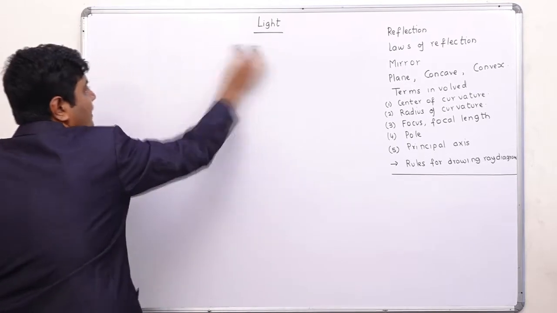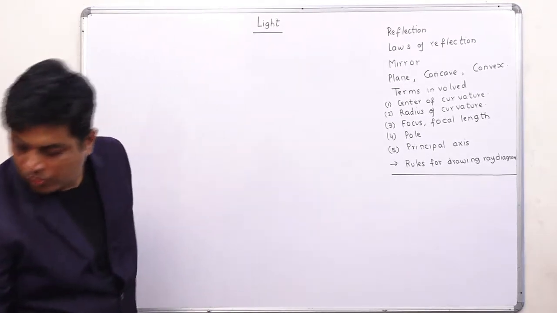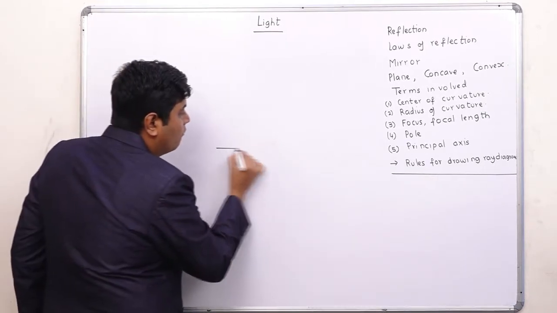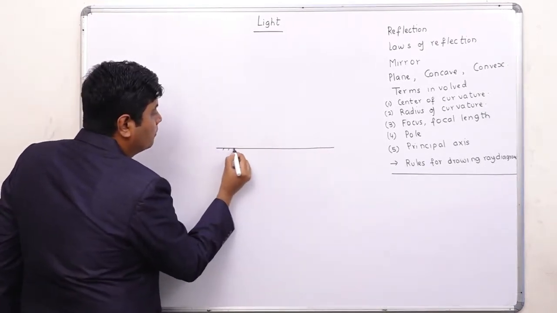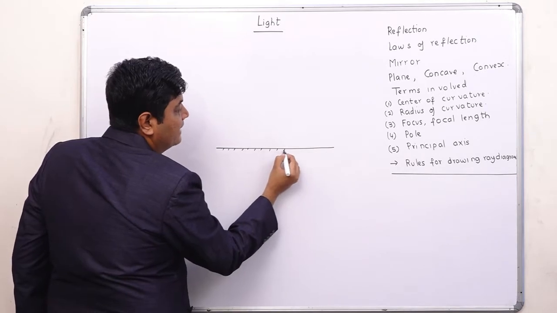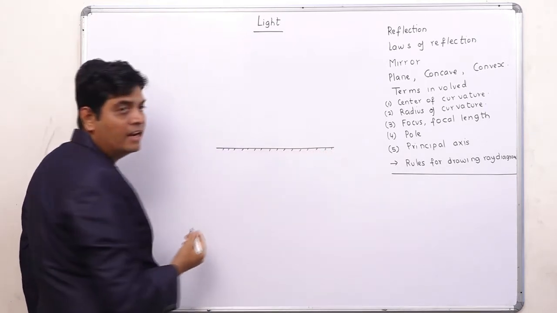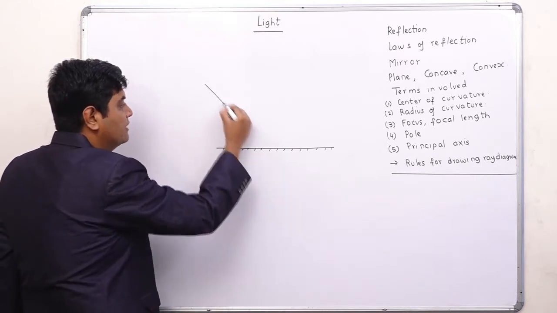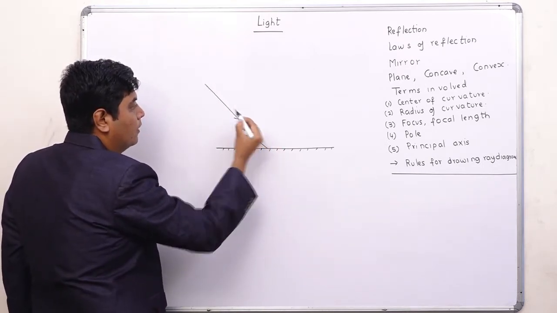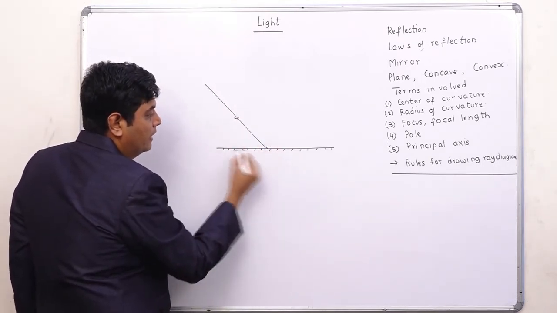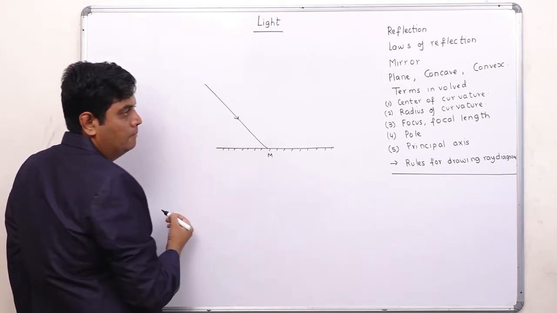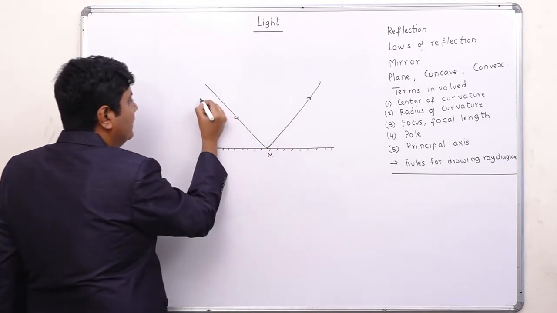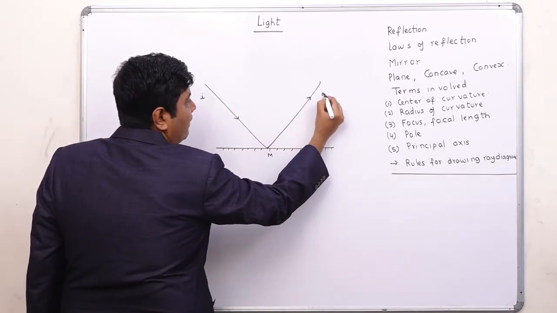What do you mean by reflection? We all know, whenever a ray of light falls on a polished surface, it gets reflected. Suppose this is your incident ray. The point where it meets the mirror, this is M, and this is your reflected ray. So this is your incident ray and this is your reflected ray.